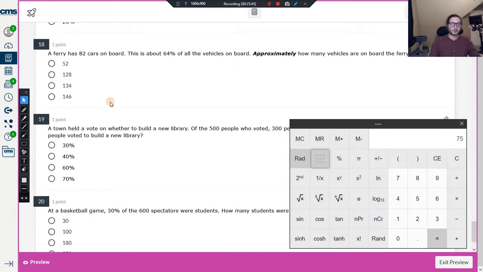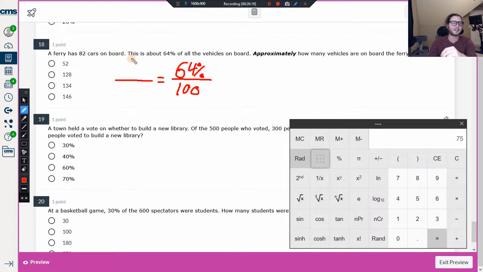For number 18, it says a ferry has 82 cars on board, and this is about 64% of all the vehicles on board. Approximately how many vehicles are on board the ferry? So for this problem, they kind of buried some of the information. They told us 64% is part of our proportion, and they told us a ferry has 82 cars on board. You had to decide if that was the part or if that was the total.